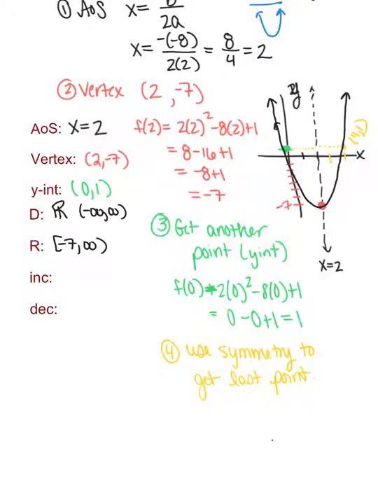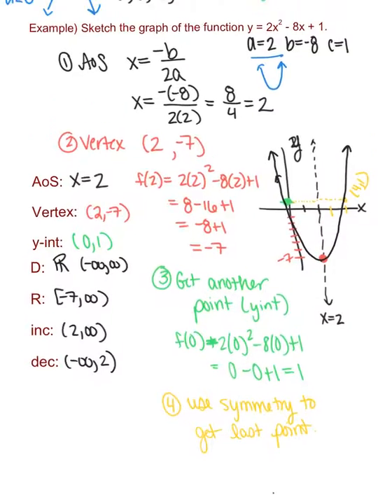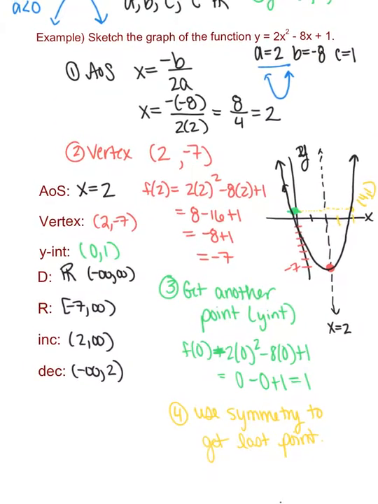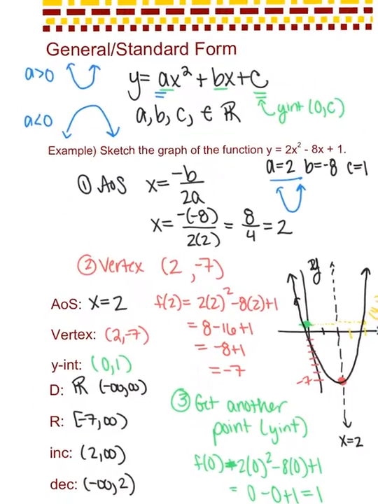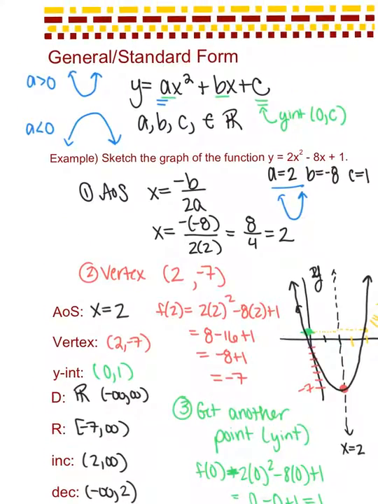I like going from left to right, so I start out decreasing. So from negative infinity to 2, this parabola is decreasing, and then from 2 to infinity, it is increasing. So these are the steps that you outline to graph a parabola if it's originally given to you in standard form. And just to review, remember the a value tells you if it's positive or negative. And the c value will always be the y-intercept.